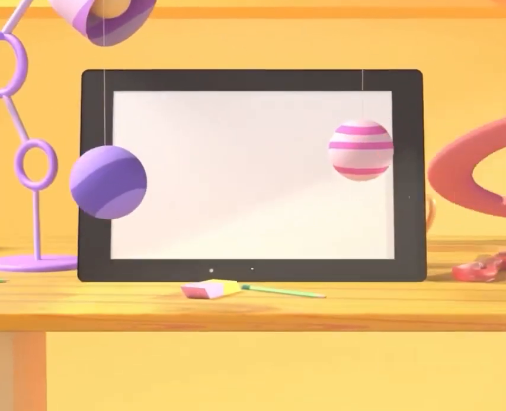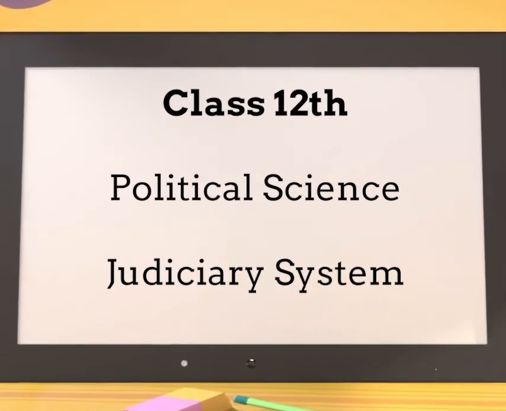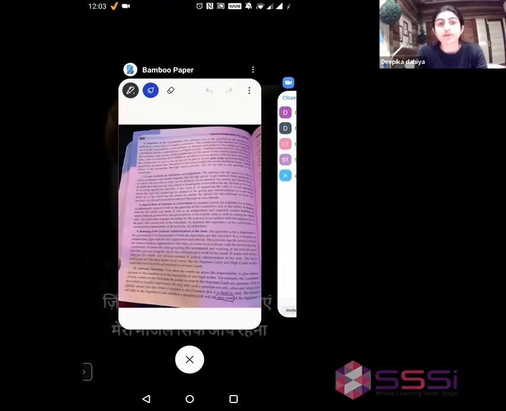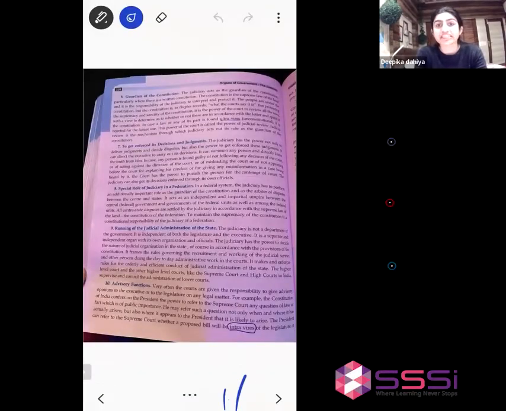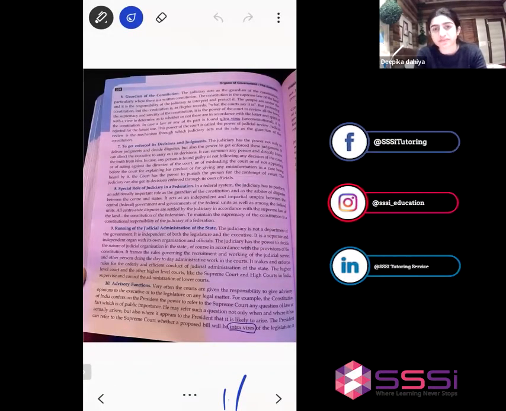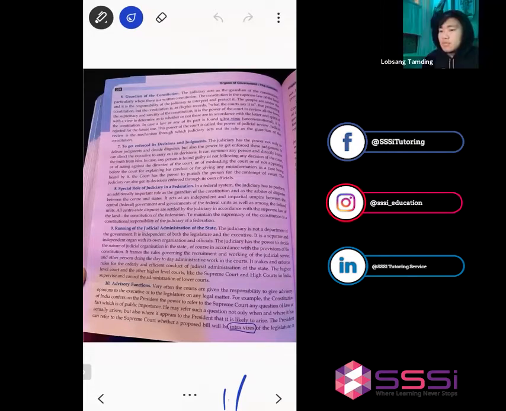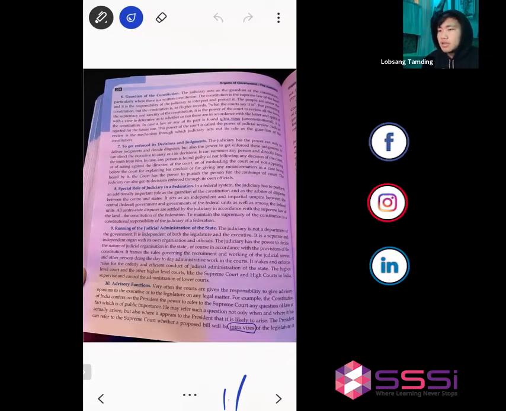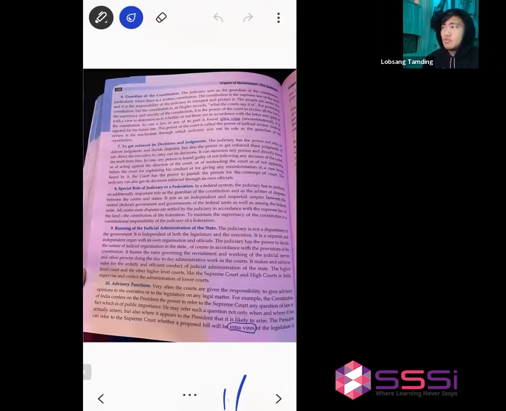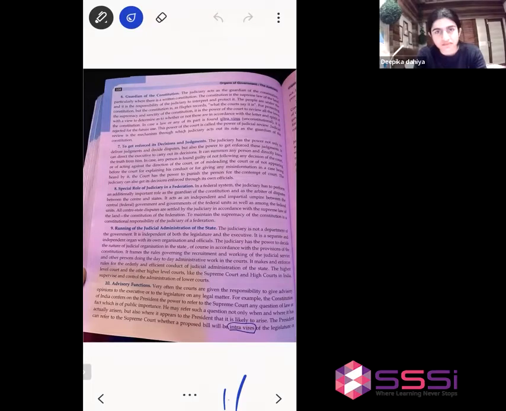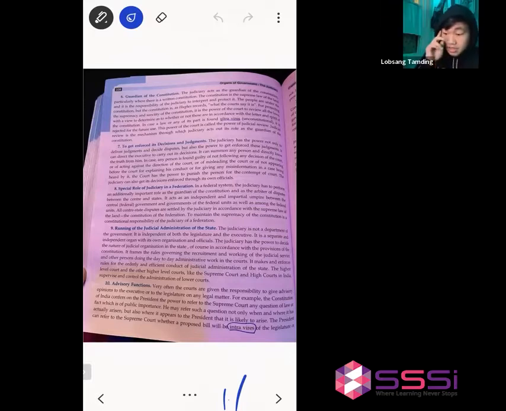Yeah, so in the last class we discussed the functions of the judiciary. Do you remember what the protection of rights function was? According to Article 32, if any fundamental right was taken away, the person, the citizen, or even a person who is not a resident of India can go to the Supreme Court and can file a case.